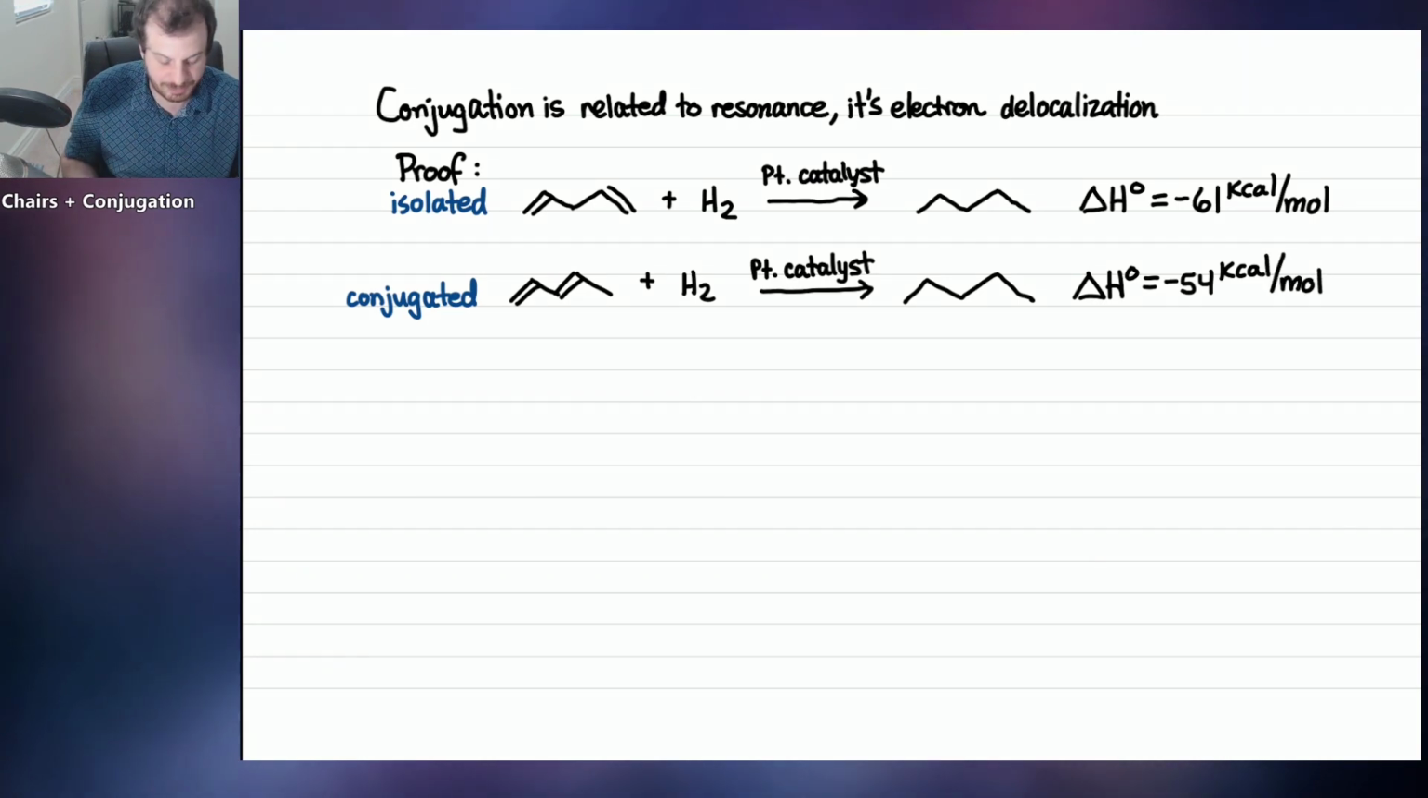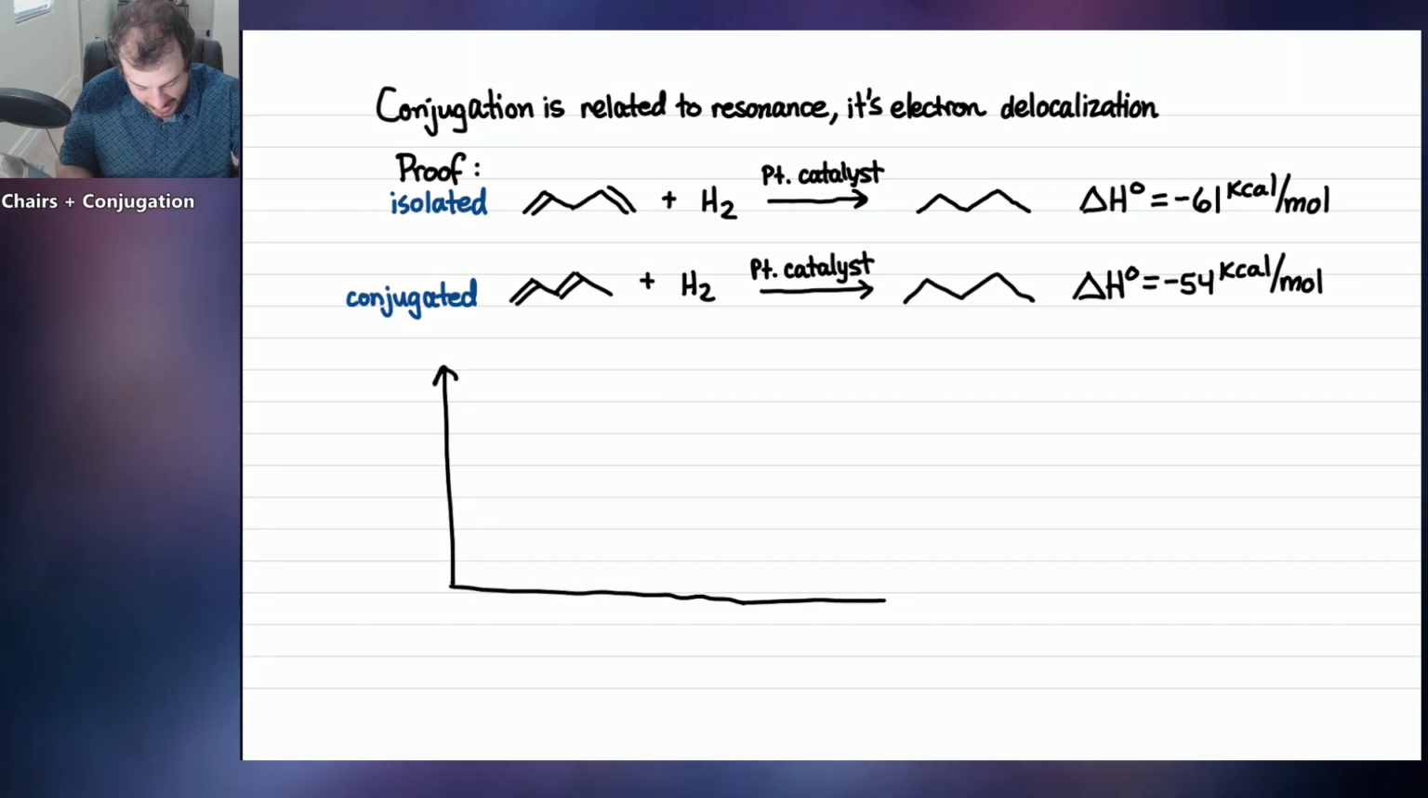The only way that that's possible is if there's some sort of extra stabilization that's occurring in the second molecule that's not occurring in the first molecule. So what must that stabilization be? It's conjugation. We can also graph this. We can also represent this in graphical form of what's going on here.